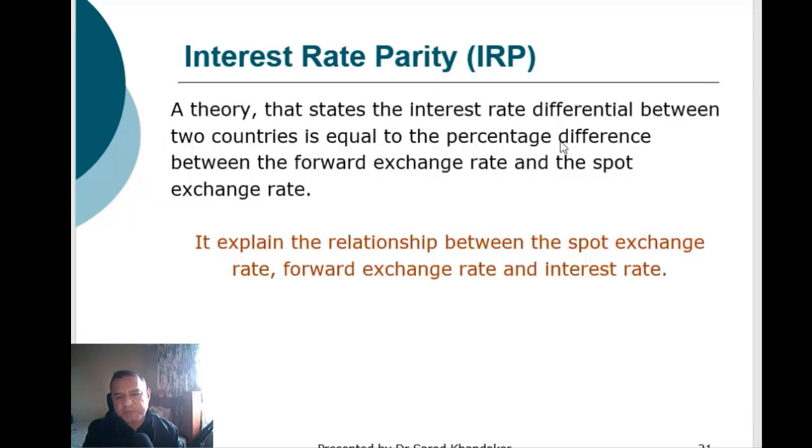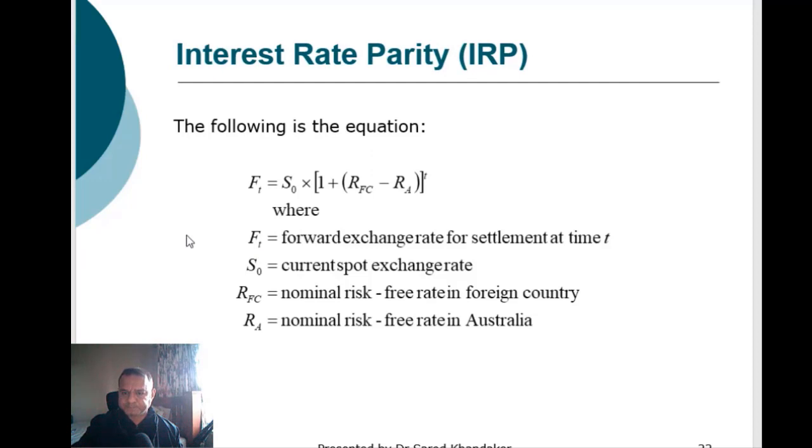Interest rate parity. Interest rate parity is a theory that states the interest rate differential between two countries is equal to the percentage difference between the forward exchange rate and the spot exchange rate. So it also explains the relationship between the spot exchange rate, the forward exchange rate and the interest rate. That is called interest rate parity. Let's look at an example. Interest rate parity can be calculated using this formula.